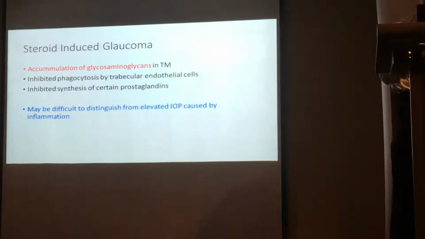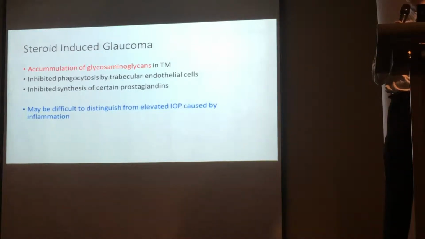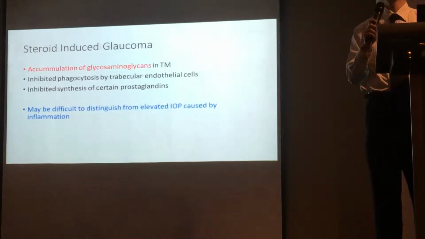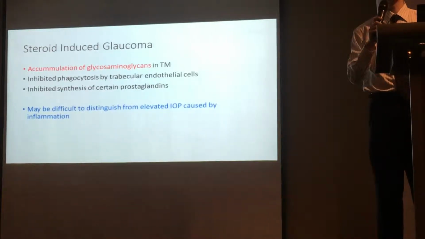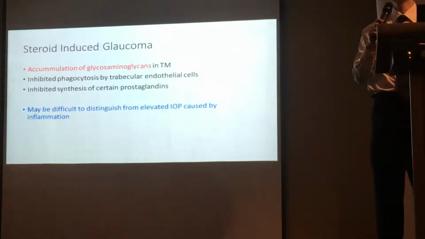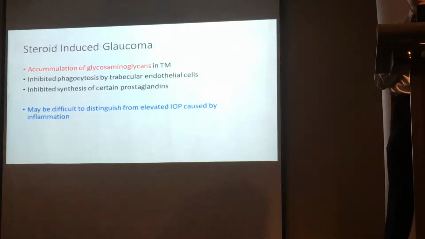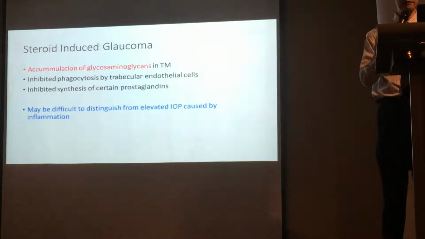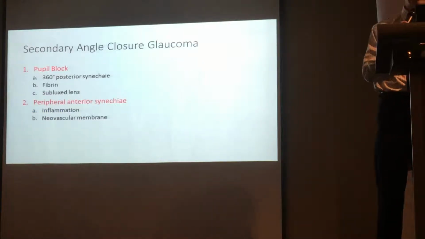And it may be very difficult to distinguish between the causes. So you have a patient who's got uveitis, he's got high eye pressure, but as you take a history, you know that he's also taking steroids. Which is the cause of the high pressure? Was it the uveitis first, or was it the steroids which came later? That's one of the important things that we need to figure out if we want to be able to treat the glaucoma, the elevated eye pressure, successfully.